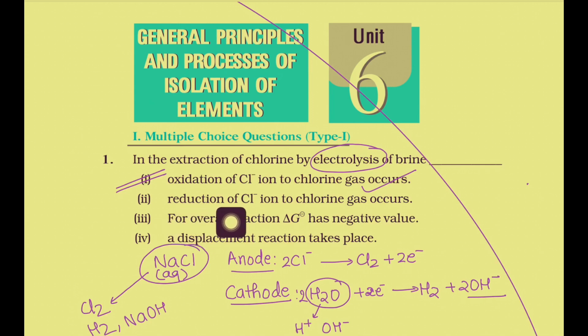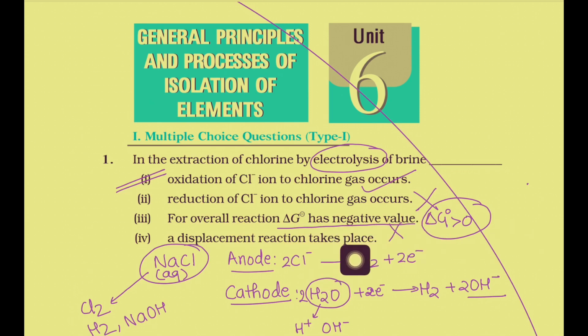Let's see the second one. Reduction of Cl minus to chlorine gas occurs. This is wrong. For overall reaction, delta G has a positive value. You know that electrolysis of brine is done by the electrolytic cell, and electrolytic cell is simply the cell in which a chemical reaction for which the delta G naught is positive is done with the help of electricity. So for this chemical reaction, delta G naught is positive, not negative, because in electrolytic cell we will be doing a non-spontaneous reaction. For this, delta G should be greater than 0.